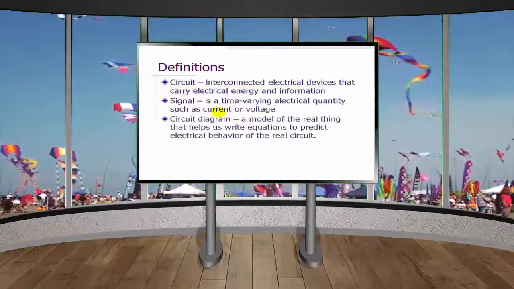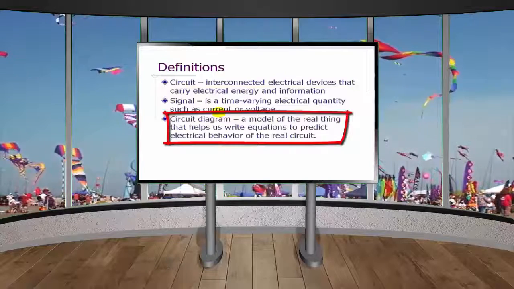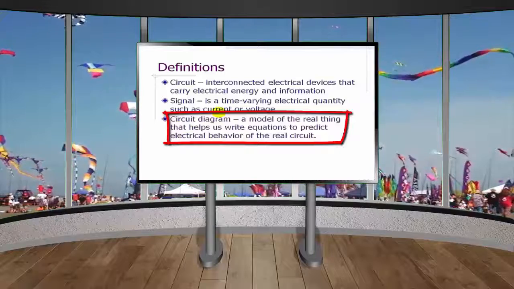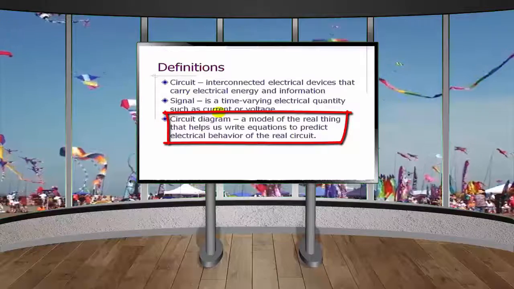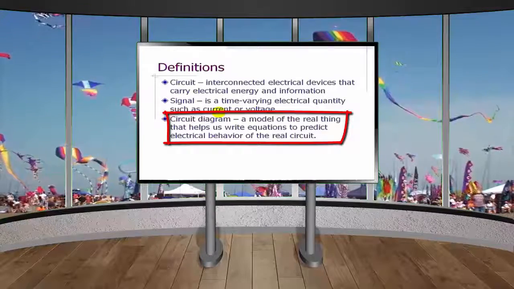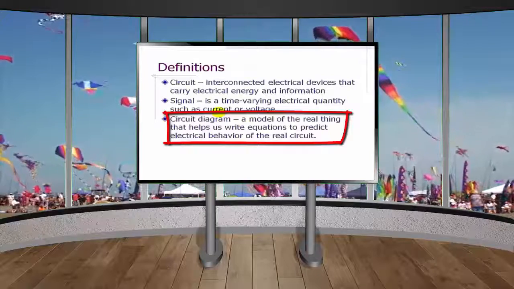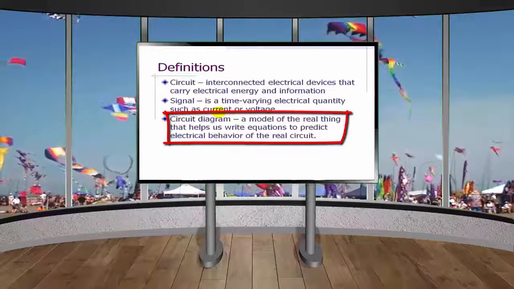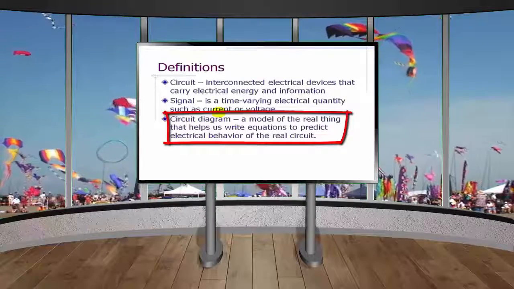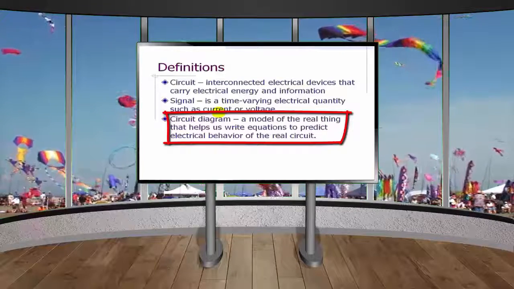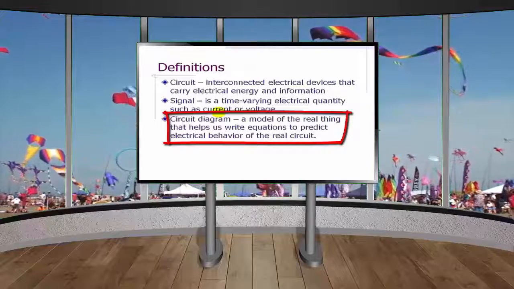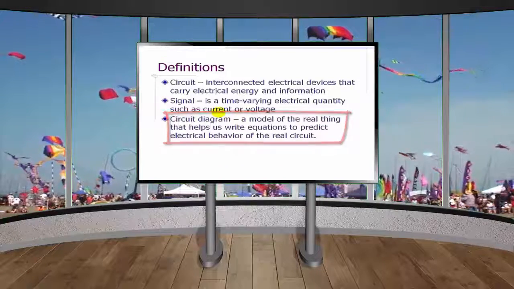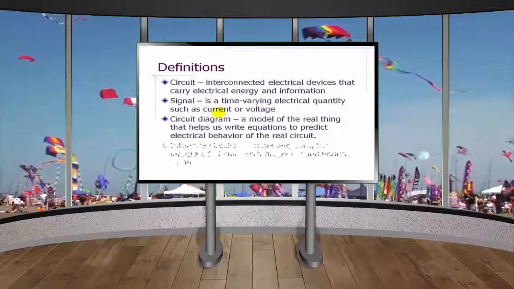Then we have a circuit diagram, which just models the real thing and helps us write equations to predict what the electrical behavior of the real circuit is. Because that's what we want to do. We want to figure out how the behavior modifies and processes certain signals. If a signal contains noise, we want to figure out how to design a circuit, or some type of signal processing function, to get rid of that noisy signal. This is found in communication systems as well.